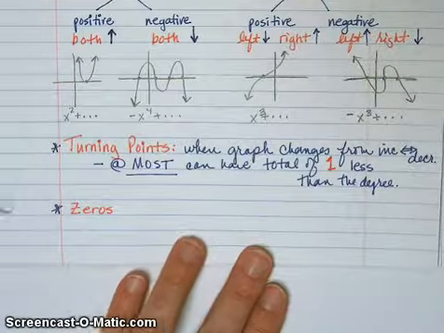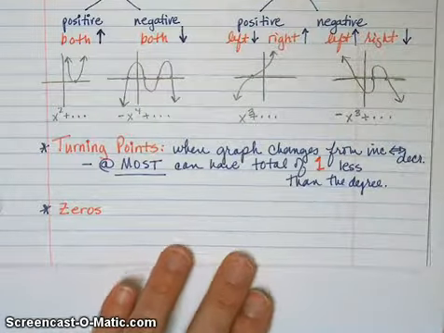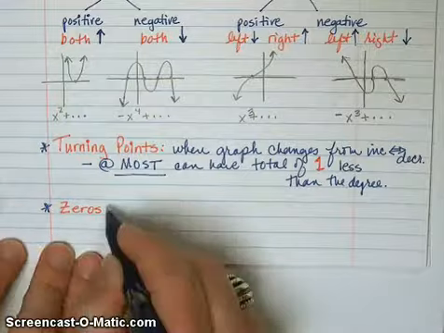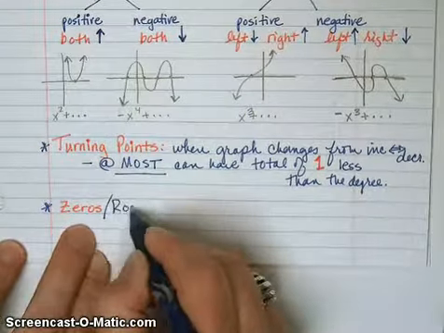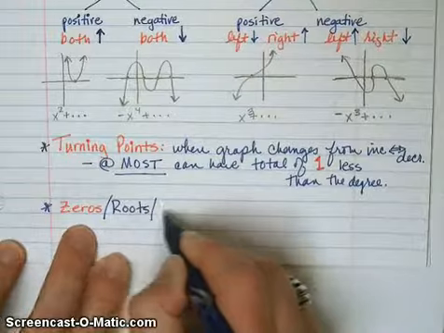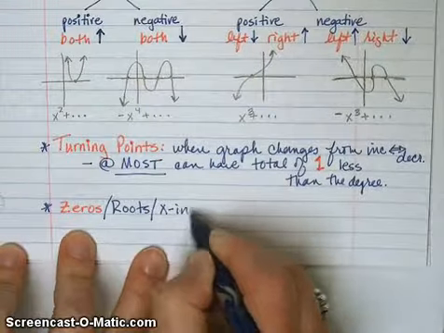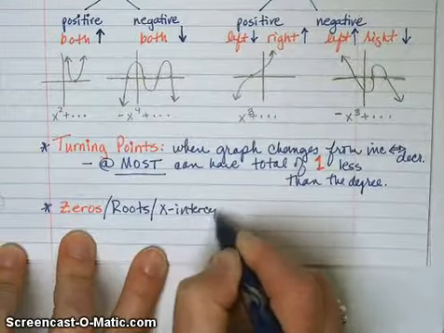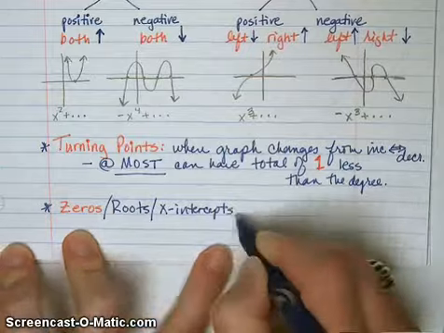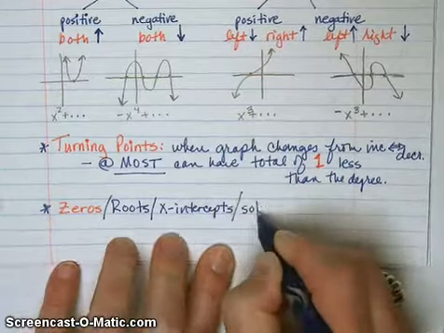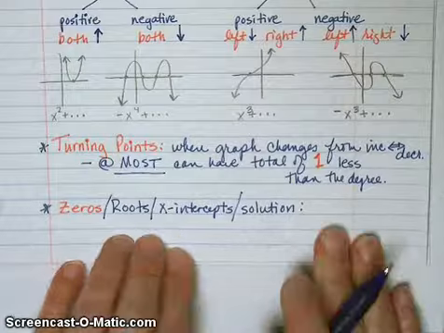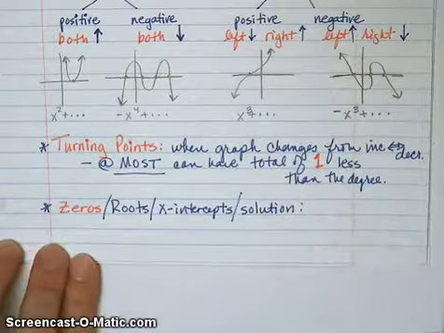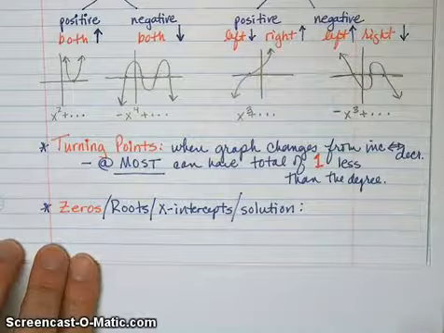The zeros, another word for zeros. Sometimes we usually use the word zeros. Sometimes you will see roots, or it may ask you for the x-intercept. It may also just say, what is the solution? All right, all of those are the same thing. They're all those values where it crosses the x-axis.